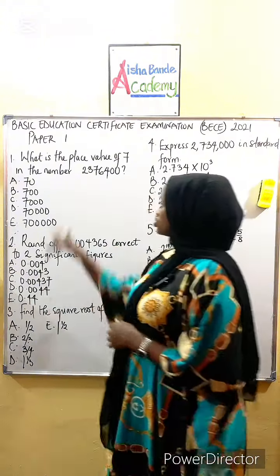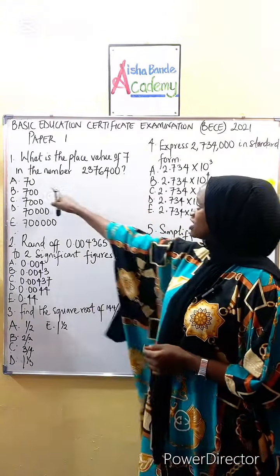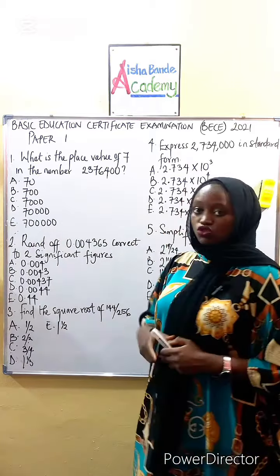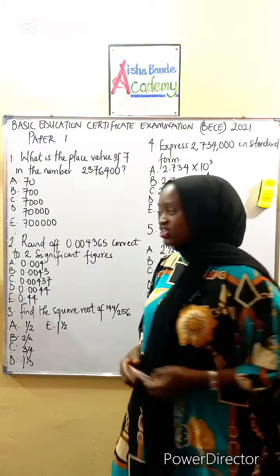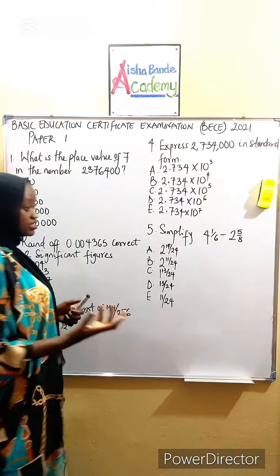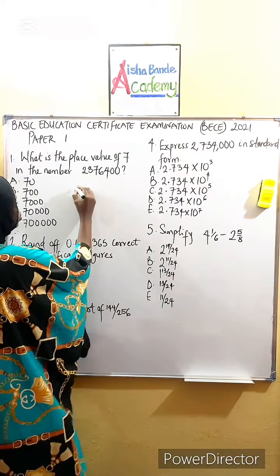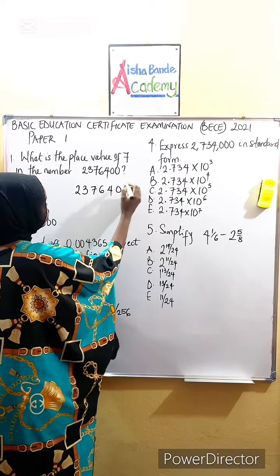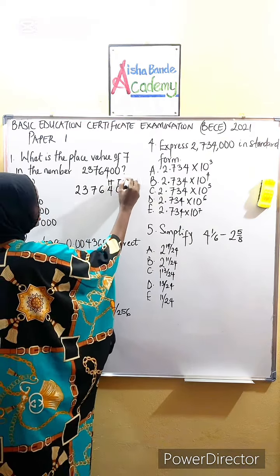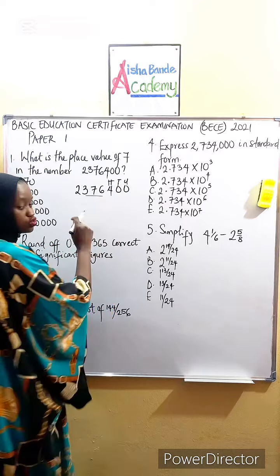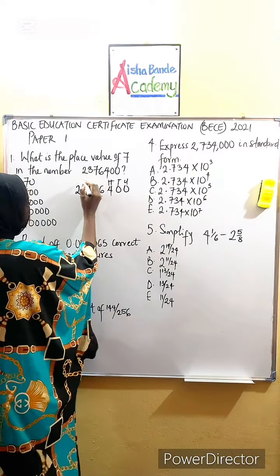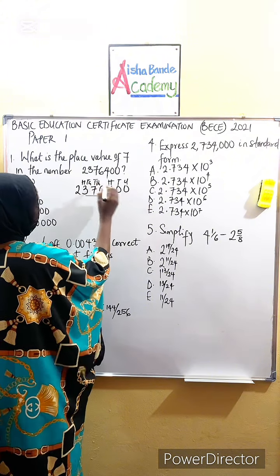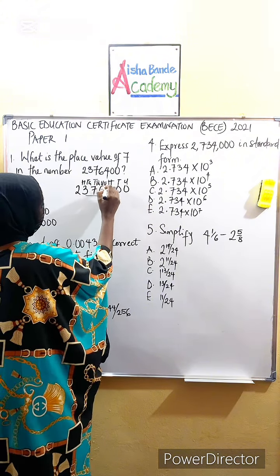So let's begin. Question 1 says, what is the place value of 7 in the number 2376400? So this is place value. We all know what place values are, right? Where we have the hundred, the tens, and the units. So what we need to do is to bring out the figures and place the values on each figure. So this is hundred, this is tens, this is units. The next three numbers is going to be in thousand. So this is hundred of thousand, this is tens of thousand, and this is units of thousand.